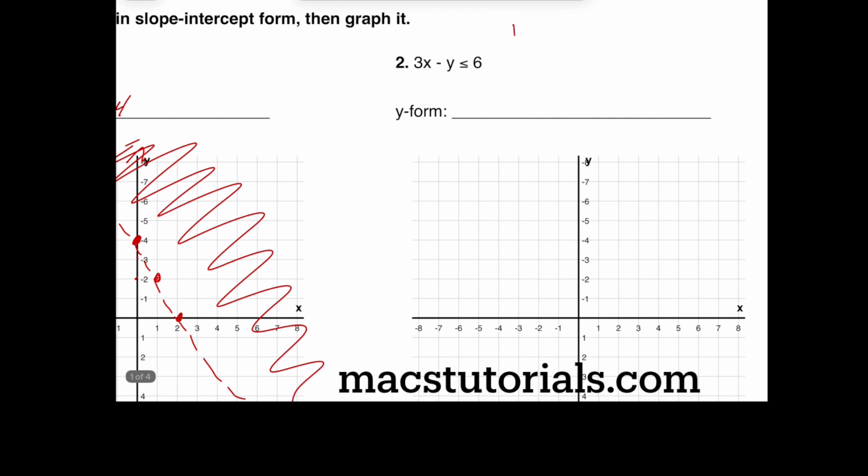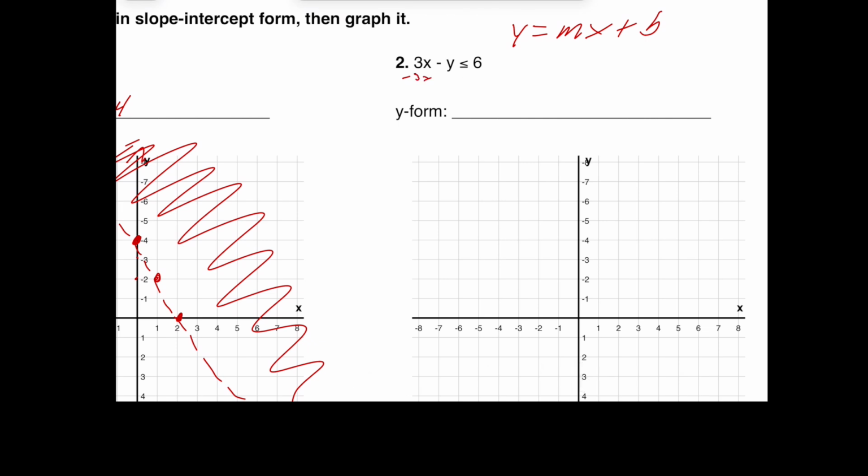Again, I want y equals mx plus b. So I'm going to subtract the 3x from both sides. And when I do that, I get negative y is less than or equal to negative 3x plus 6. The only problem is I don't want a negative y, I want a positive y. So I have to change everybody's sign, and I do that by multiplying everything by a negative 1. Now, what did you learn about multiplying or dividing by a negative 1 with an inequality? You should have learned, if you went back and watched my other videos, this is where you have to flip the sign, and then everybody else changes their sign.